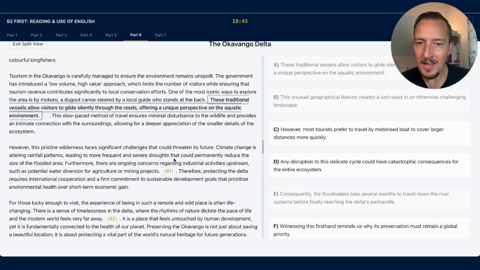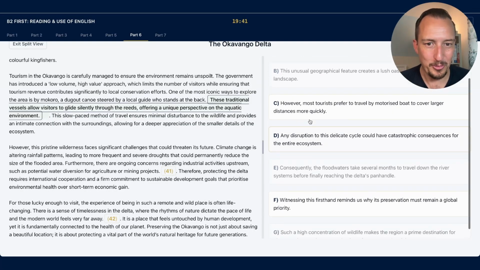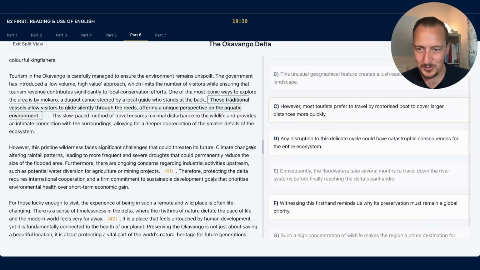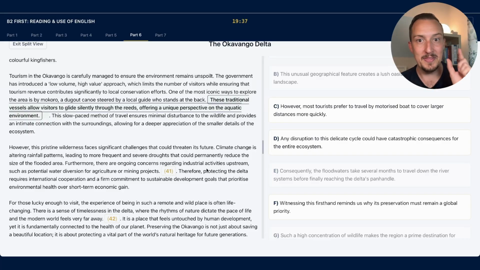Okay. Two more to go. And we've got 3 options left. That's good. So we only need to use 2 more. Remember, there's always one we don't need to use. Okay. However, this pristine wilderness faces significant challenges.